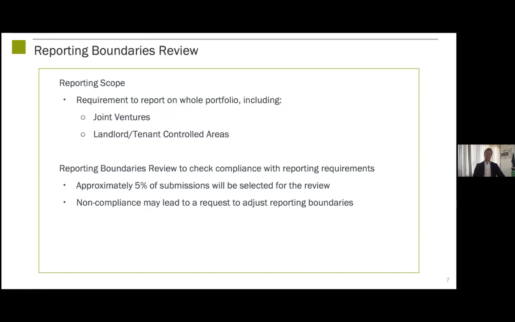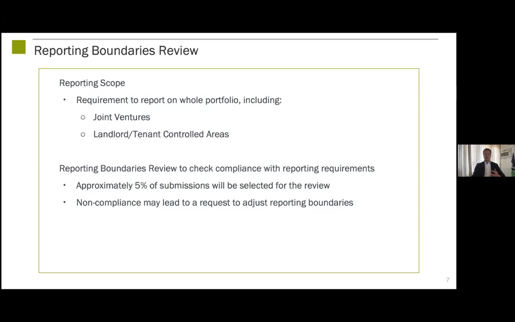And then you have two ways to report this. Either you report the full GAV of this asset or the fund, or you only provide us with the GAV equivalent to your share in this asset. However, one very important thing is that you always need to report the full asset floor area and the full performance data. So there's no equity share adjustment of the performance data for joint ventures.